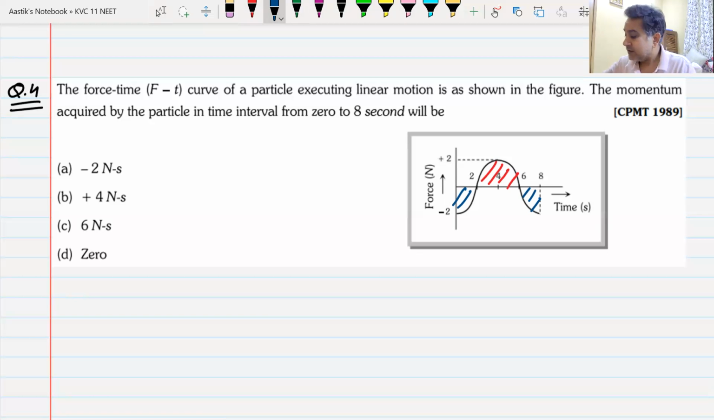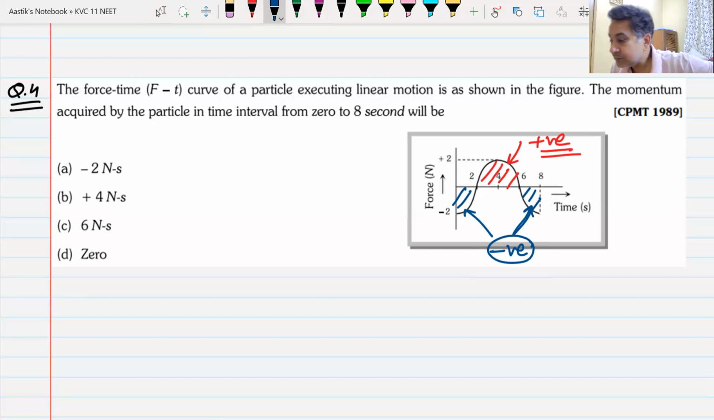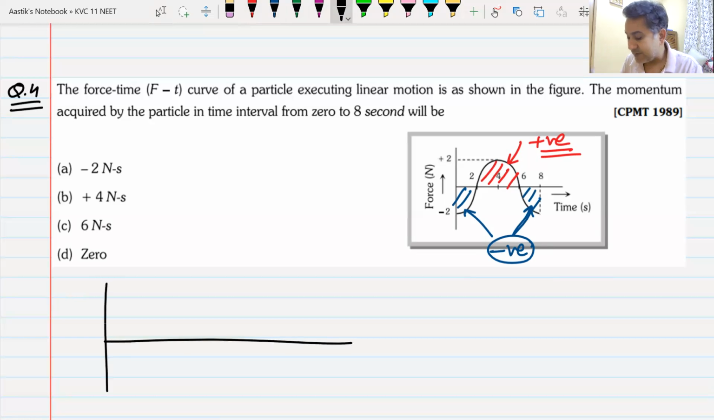Now you see this area, the red one, that is what I did. It is above the time axis, so this area is positive. Do we understand this? The area that is here below the time axis, that is negative. Do we understand this? Now remember, area above the time axis is positive, area below the time axis is negative.